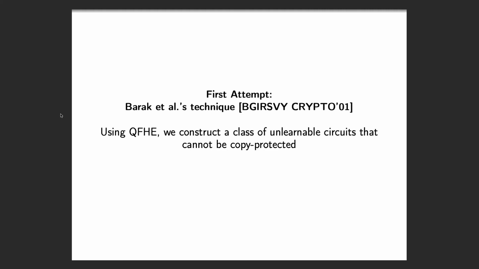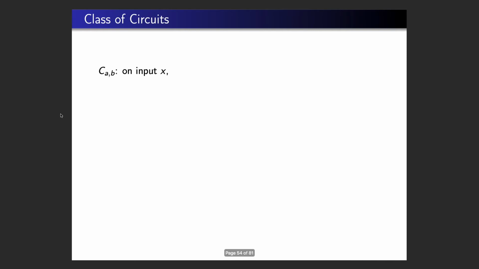So using quantum fully homomorphic encryption, we are going to construct a class of unlearnable circuits that cannot be copy protected. Towards achieving this, the first attempt is to use Barak et al.'s technique, which was used in the context of ruling out classical virtual black box obfuscation. Okay, so what is this class of circuits?